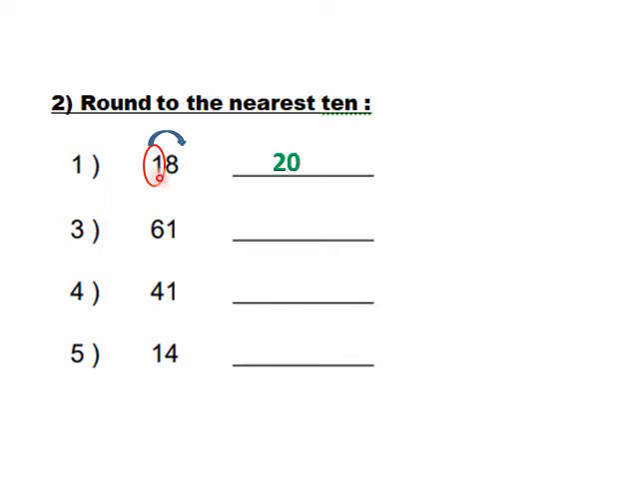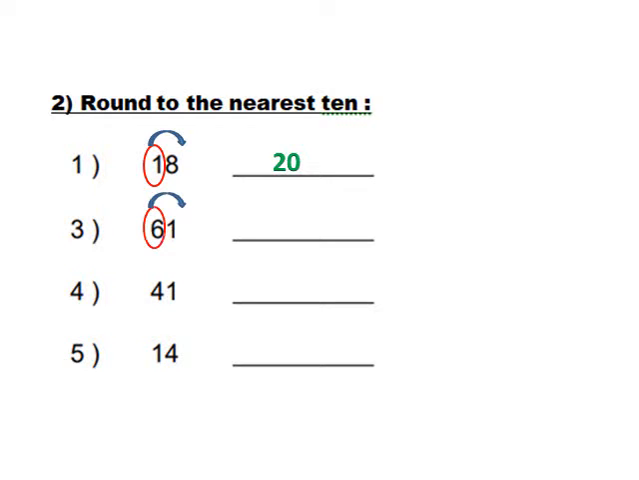So I will put 2 here in the tens place. And then all the numbers to the right side will be 0. So I have one number at the right side. So I will put 1 0 here. So 18 rounded to the nearest 10 is 20.